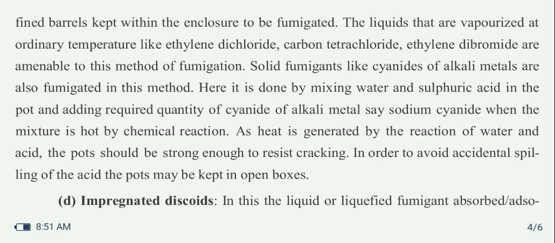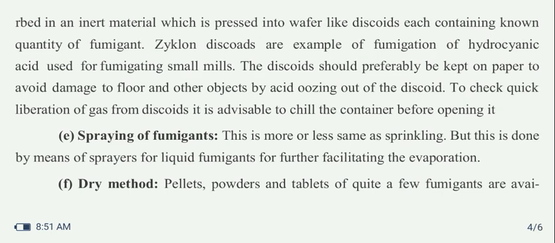In order to avoid accidental spilling of the acid, pots may be kept in open boxes. Impregnated discoids: in this, the liquid or liquefied fumigant absorbed in the inert material will be pressed into wafer-like discoids, each containing a measured quantity of fumigant. Zyklone discoids are an example of fumigation with hydrocyanic acid, used for fumigating small mills.